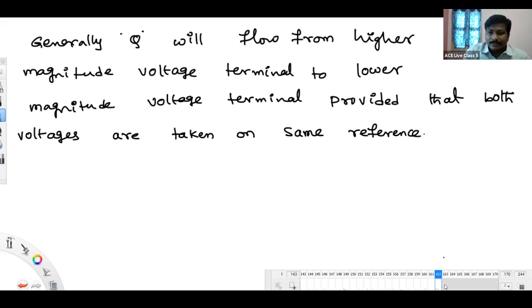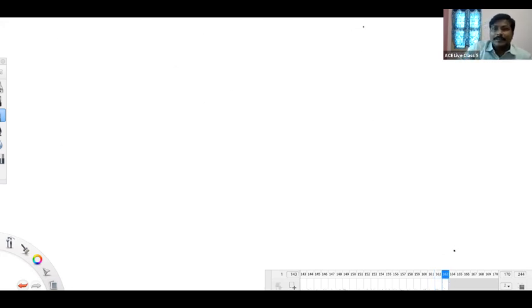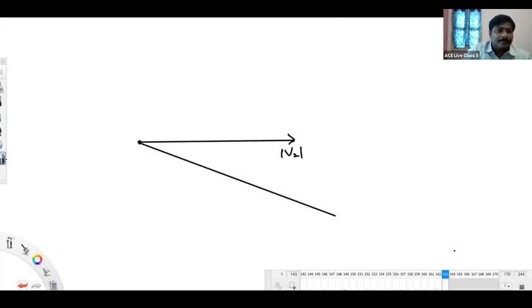Let us show the two voltages in a phasor diagram. Just observe here. This is the mod V2 phasor, and that is at an angle of how much? Delta 2. Delta 2 means I am showing some reference line here. Check this reference line. This is at an angle of delta 2, from some reference.